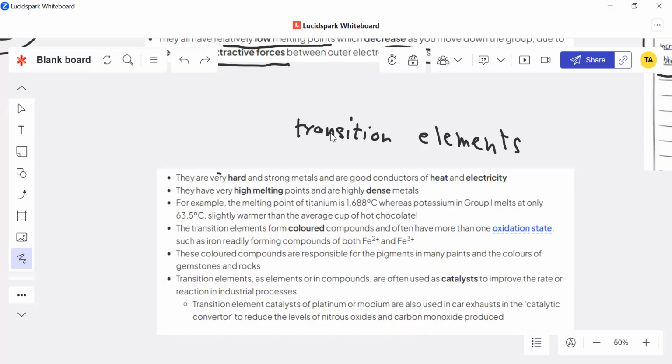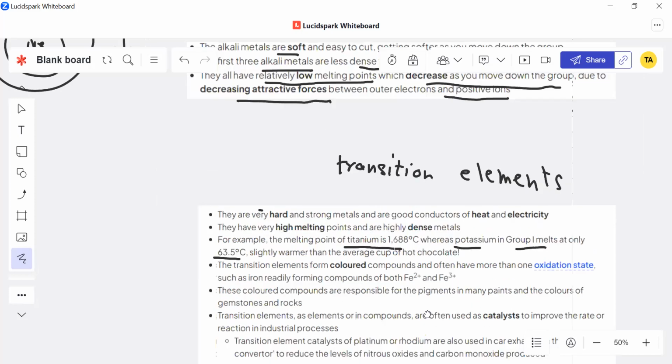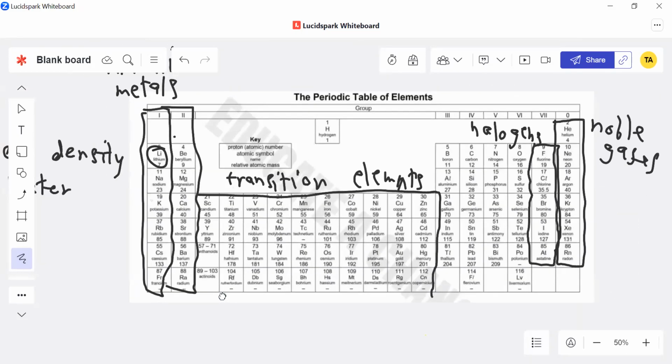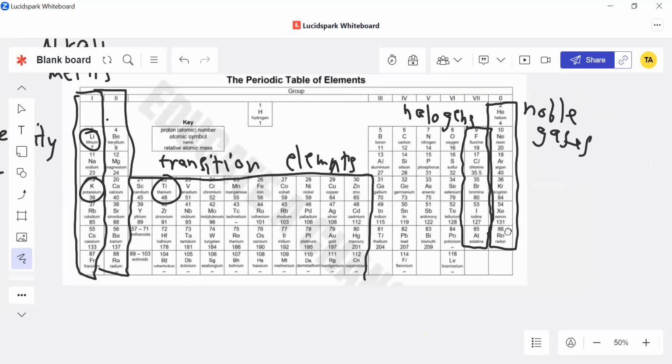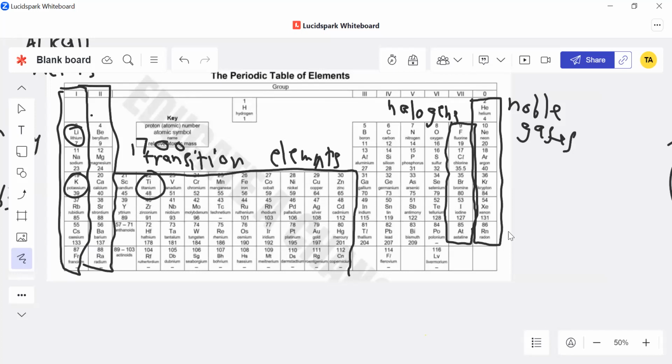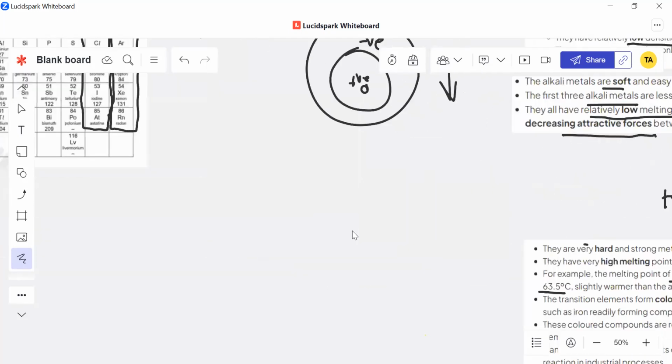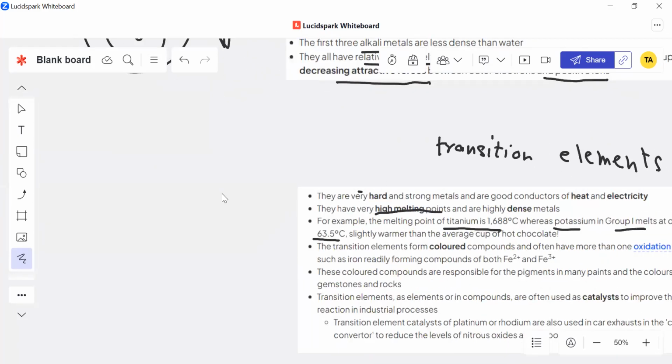For example, the melting point of titanium is around 7,000 degrees, whereas potassium, which is a group 1 metal, only has 63 degrees as the melting point. So potassium, group 1, has a low melting point. It is around 63 degrees, but titanium, which is a transition element, will have almost around 7,000 degrees Celsius as the melting point, and that's huge. So transition elements have high melting points and high density.